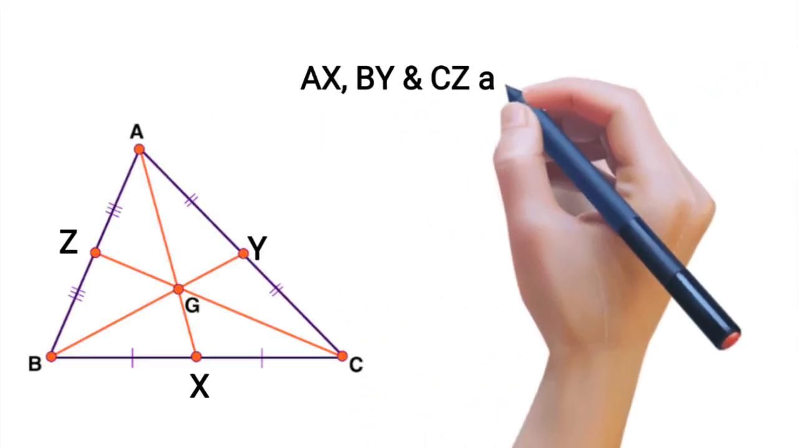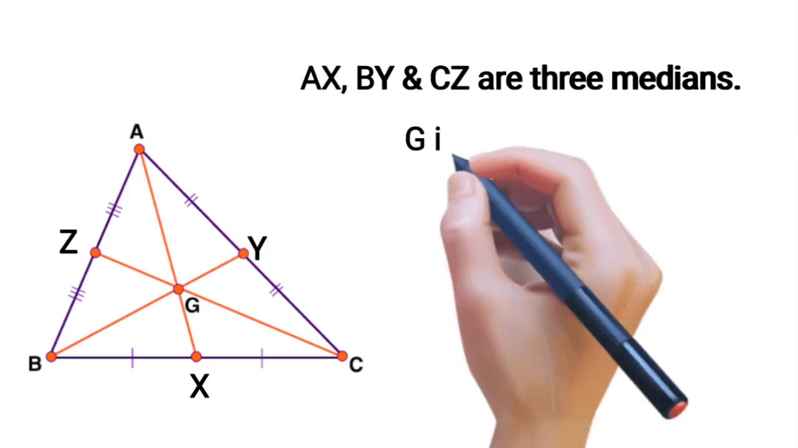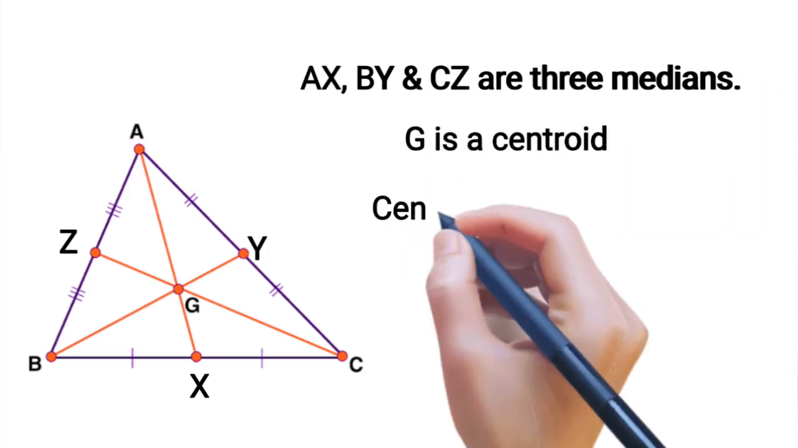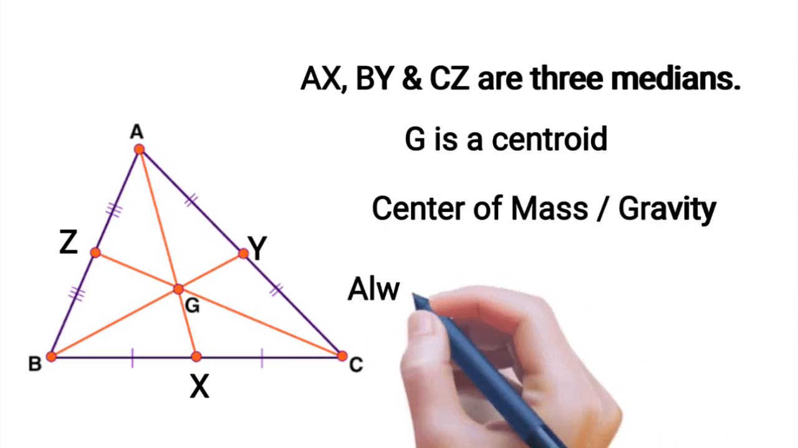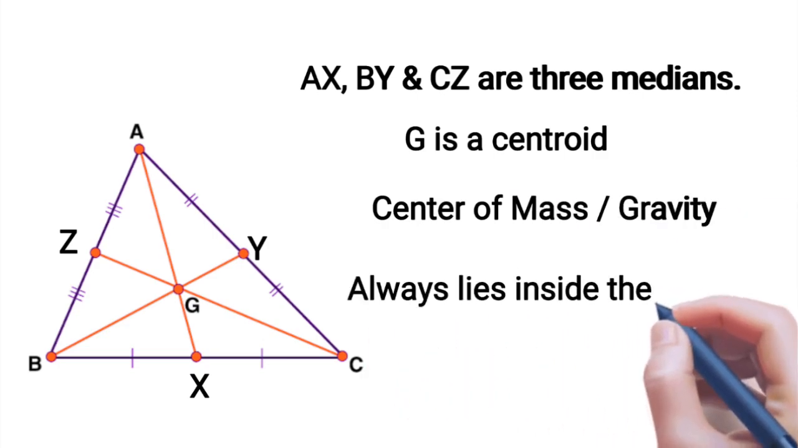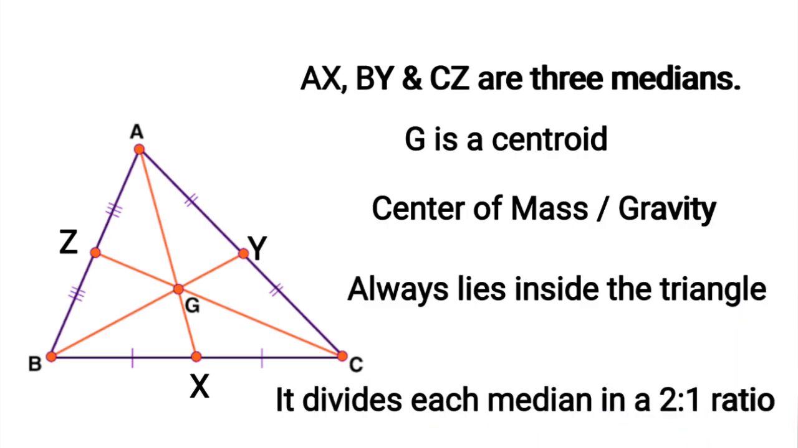Now look at this image. Here AX, BY and CZ are 3 medians. G is the centroid, which is also known as center of mass or center of gravity. And it always lies inside the triangle. The centroid divides each median into 2 parts, with the longer part being twice the length of the shorter part. The ratio of the 2 parts is always 2:1 no matter what the triangle looks like.